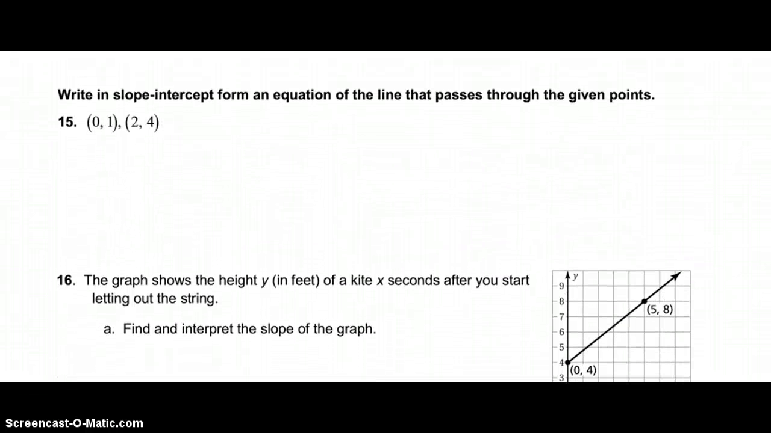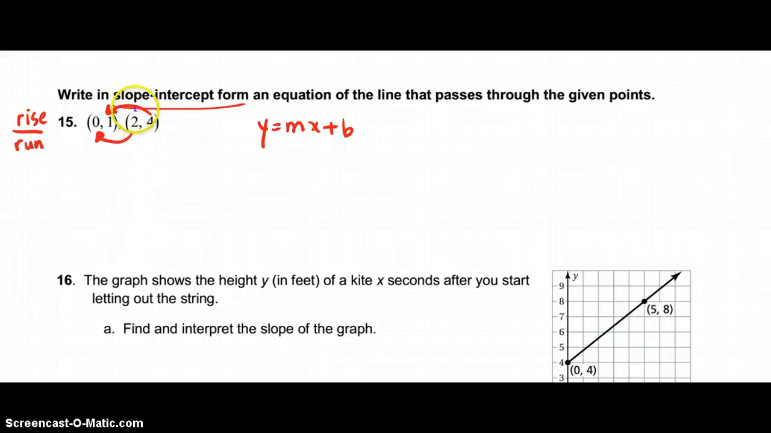Next page, write in slope-intercept form an equation of the line that passes through the given points. Well, slope-intercept form, my good old y equals mx plus b. So I need to find my slope. So I'm going to say, what is 4 minus 1? And that will give me my rise, because those are my y's. And then I'll do 2 minus 0, and that will give me my run. So 4 minus 1 is 3. 2 minus 0 is 2. So my slope is 3 over 2.